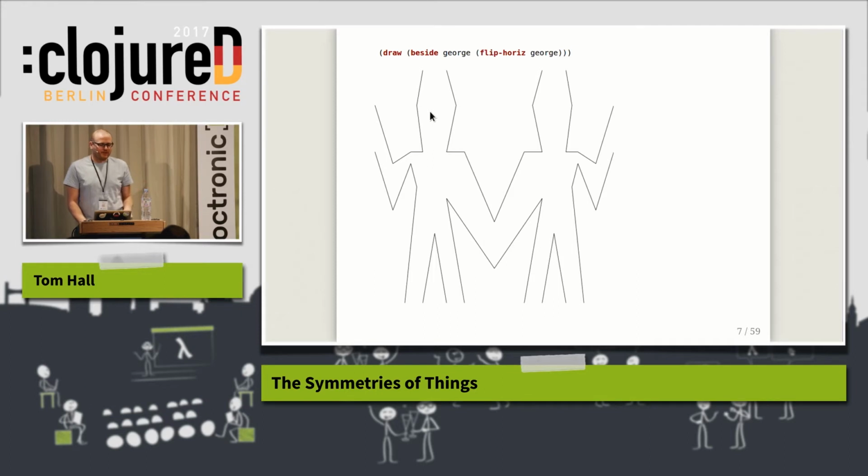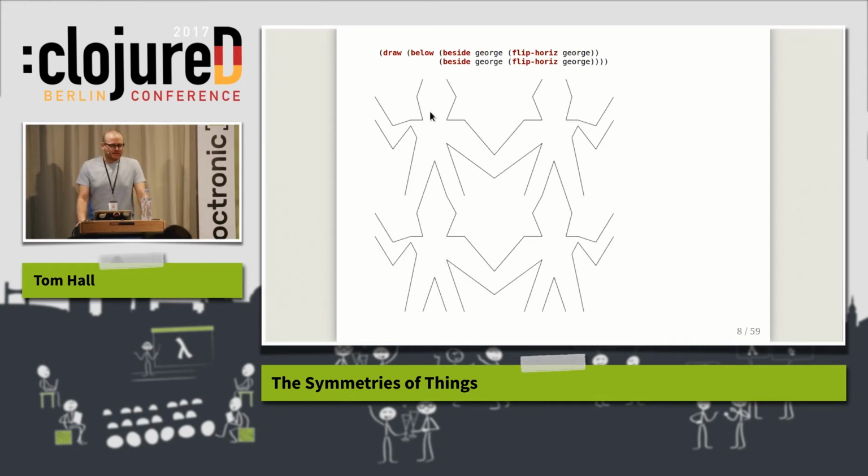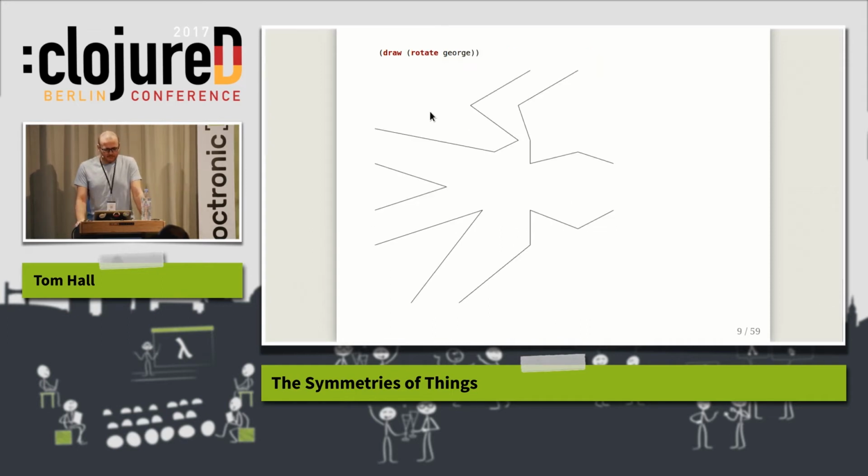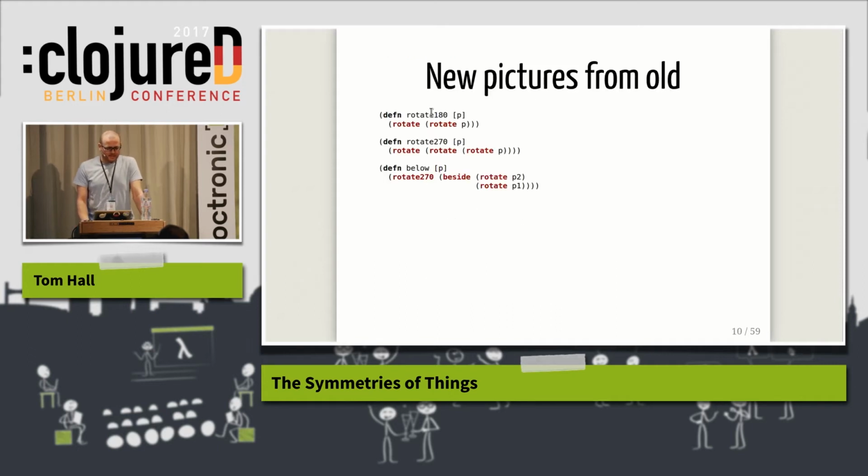We can flip a picture horizontally, etc. And we can now say below, beside George, the flipped horizontal version, and then beside George, the flipped horizontal version, and one is below the other. So we've got this language for describing pictures and combinations and transformations thereof. And so we can start building up a language for talking about them. So we say draw the rotated version of George. So we've got a rotate function.